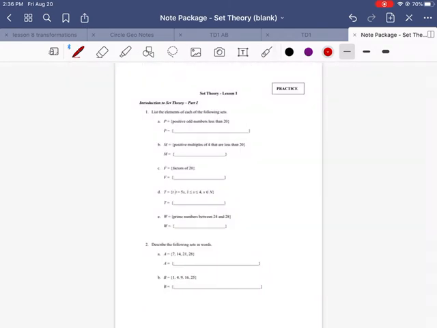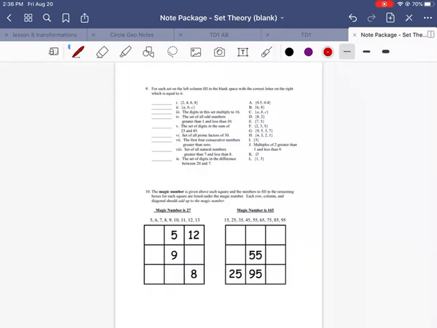So that's lesson 1. Here are your practice problems. The answers are at the end for you.